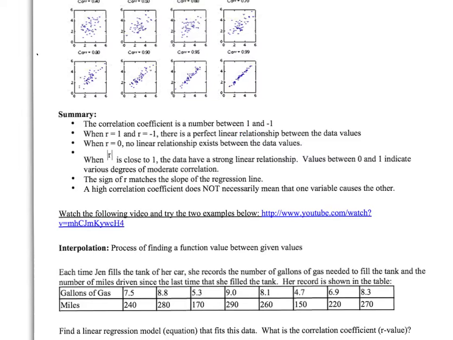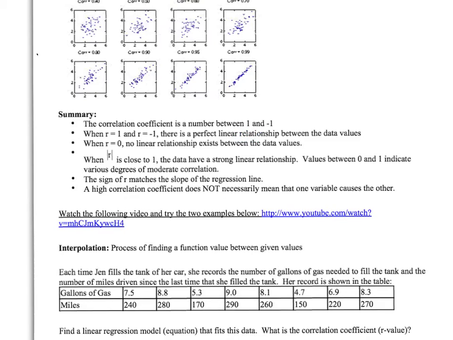When the R is close to 1, so 0.99, or negative 0.99, or 0.9, 0.8, negative 0.9, negative 0.8, you've got a strong linear relationship. When it's close to 0, 0.1, 0.2, negative 0.1, negative 0.2, that's a very low relationship. That's weak. The sign of R matches the slope. So if you have a positive R value, your line has a positive slope. If you have a negative R value, your line has a negative slope.